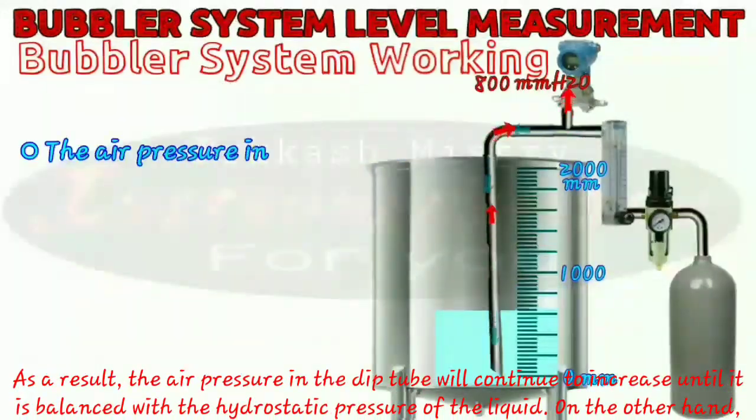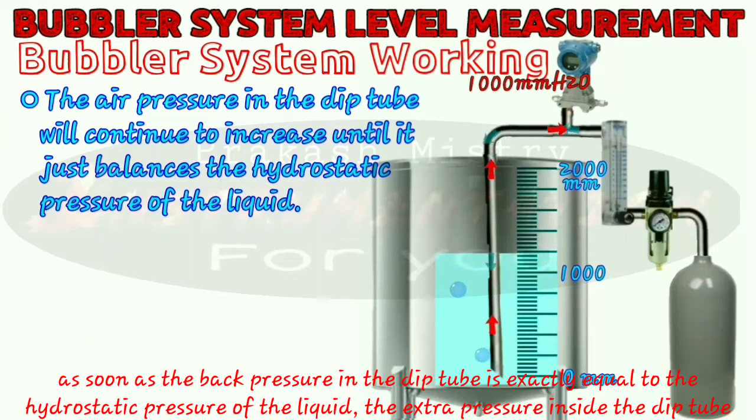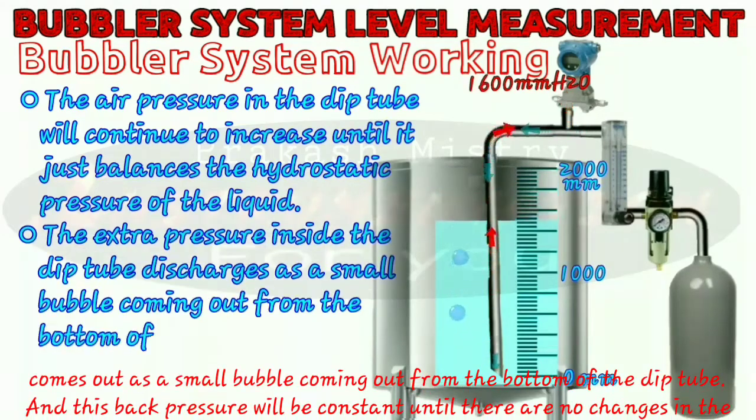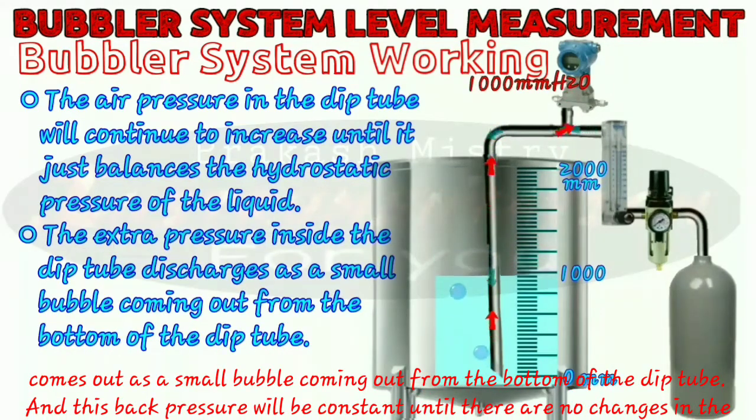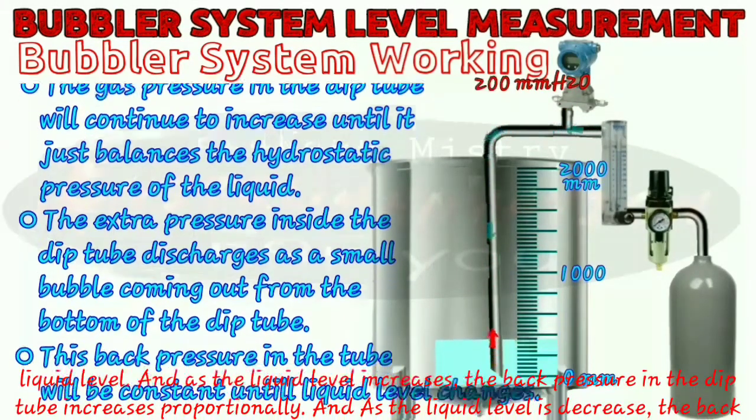As a result, the air pressure in the dip tube will continue to increase until it balances with the hydrostatic pressure of the liquid. As soon as the back pressure in the dip tube is exactly equal to the hydrostatic pressure of the liquid, the extra pressure inside the dip tube comes out as small bubbles from the bottom of the dip tube. And this back pressure will be constant until there are no changes in the liquid level.